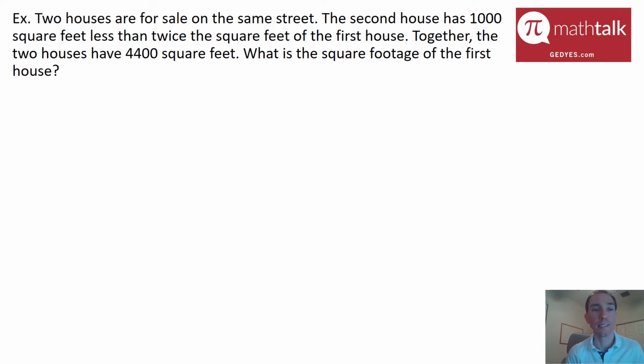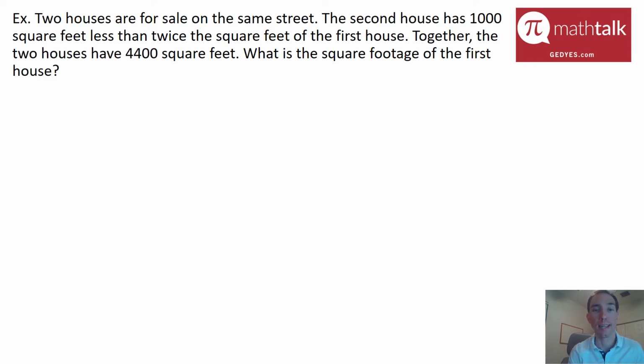We have an example that says, 2 houses are for sale on the same street. The second house has 1,000 square feet less than twice the square feet of the first house. Together, the 2 houses have 4,400 square feet. What is the square footage of the first house? All right, so there's a lot of information in this word problem. We need to break it down into different parts and use that to help us solve for the question that they ask.